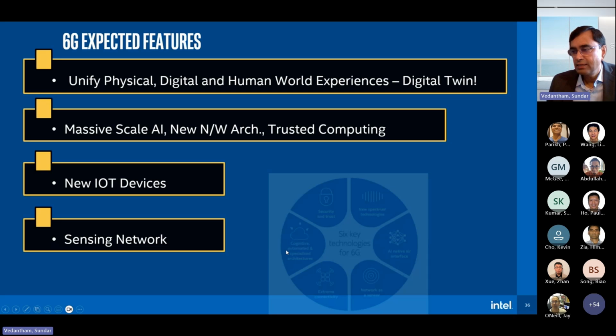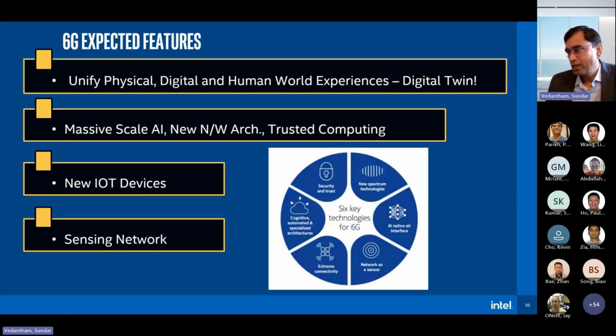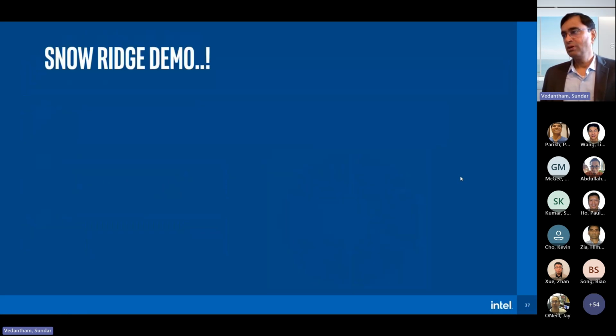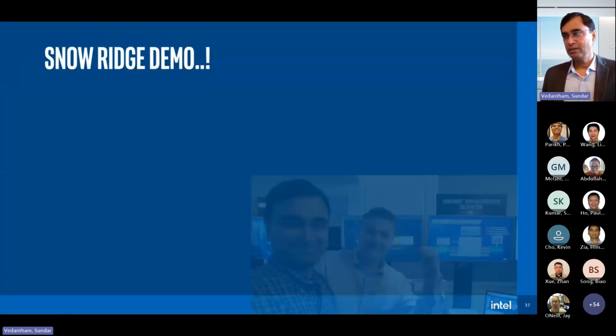So these are areas in which ideas have started flowing in. If you go look at it, I think this is Nokia's idea, 6 key technologies for 6G. So new spectrum, naturally. AI/ML is definitely going to be there. Network as a sensor, more connectivity, cognitive, automated, specialized architecture, security, and trust, right? So you can see I've distilled it down to just 4, but these ideas are floating around to make it much more possible, right? So we come to sort of the end of the lecture.